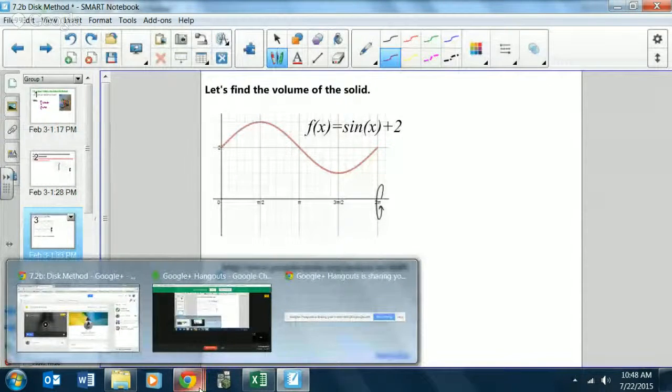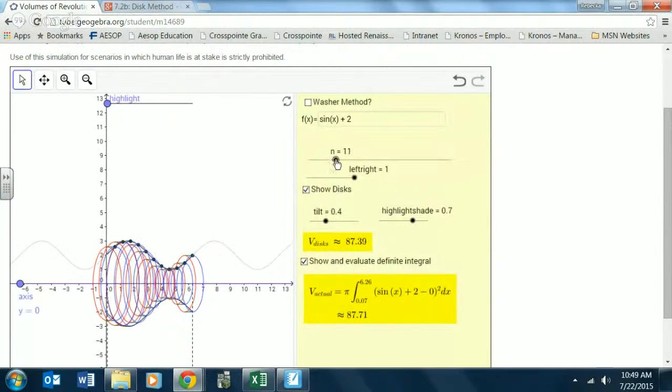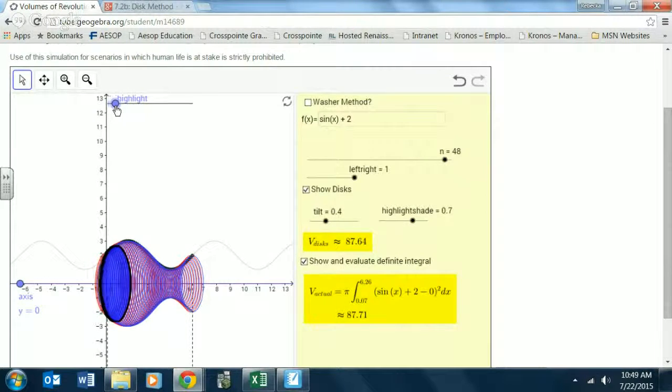So let's take a look at this representation of the same solid. So here I have my function sine of x plus 2. And you can notice as I fill this up with more and more disks, it becomes more and more vase looking, right? Tilted kind of on its side. I'm going to highlight different sections for you here. You see, as I go through the shape, I always have a circle, right, with a very thin depth, so a disk. Okay.